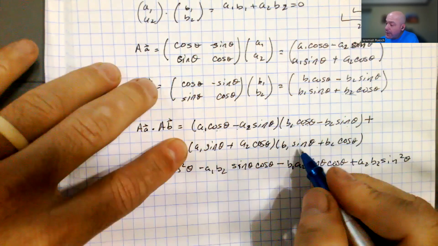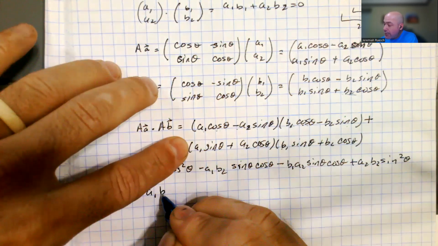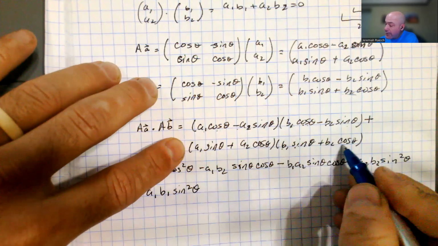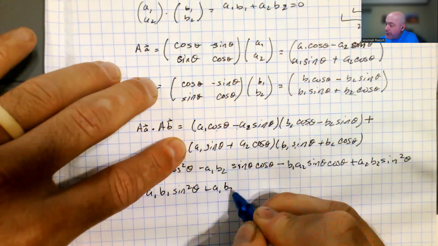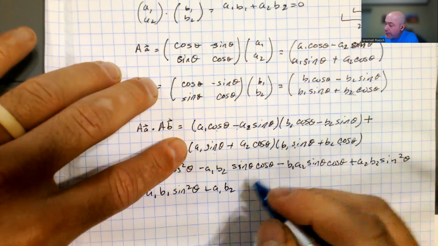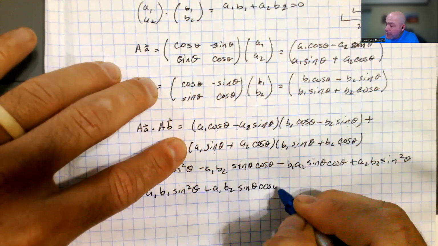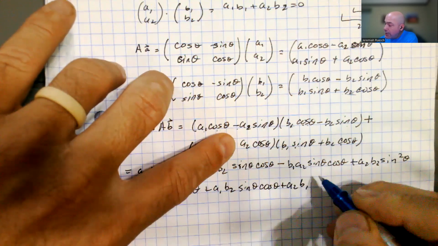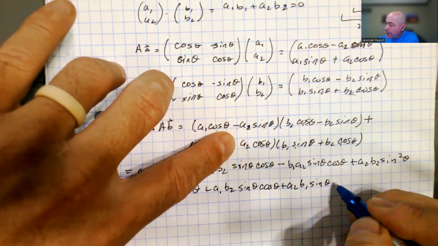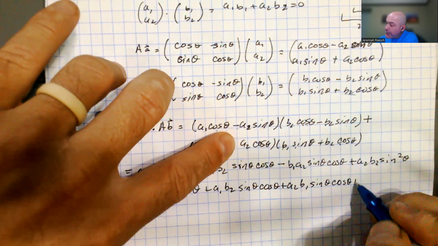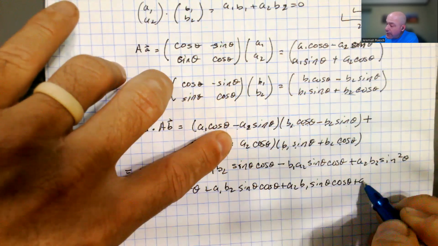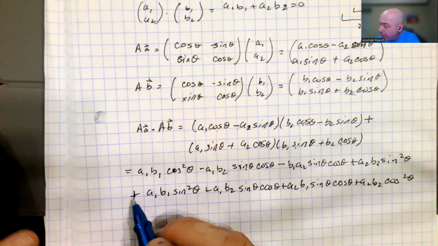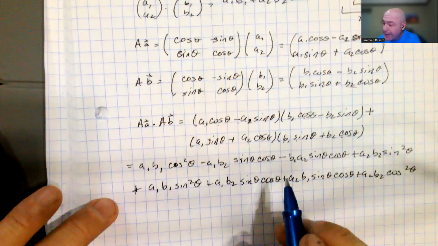So I have A1 sine theta times B1 sine theta, which is A1 B1 sine squared theta. That's the first one. And then a plus A1 B2 sine theta cosine theta. And then going here, plus A2 B1 sine theta cosine theta. And then last but not least, plus A2 B2 cosine squared theta. It just happens to line up nice and neat. That wasn't intentional, but it worked out really well.